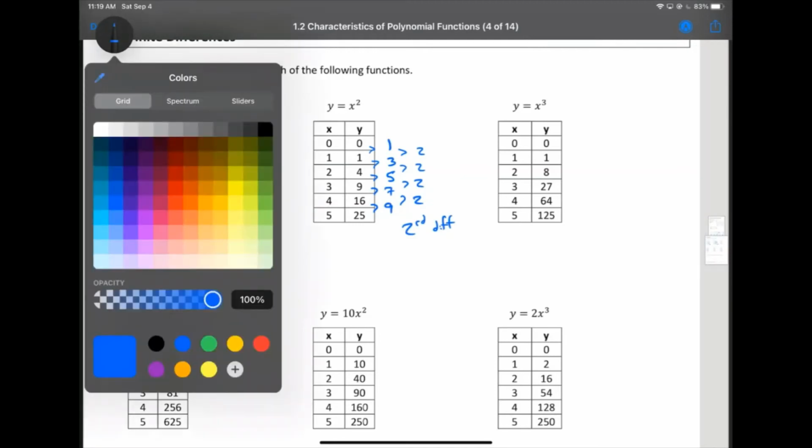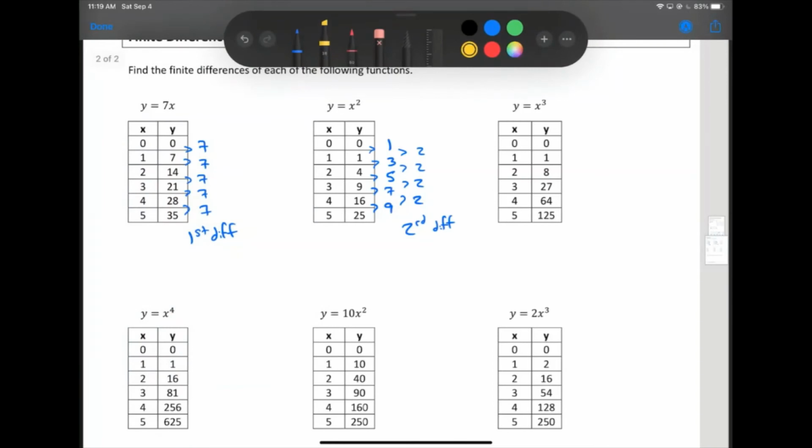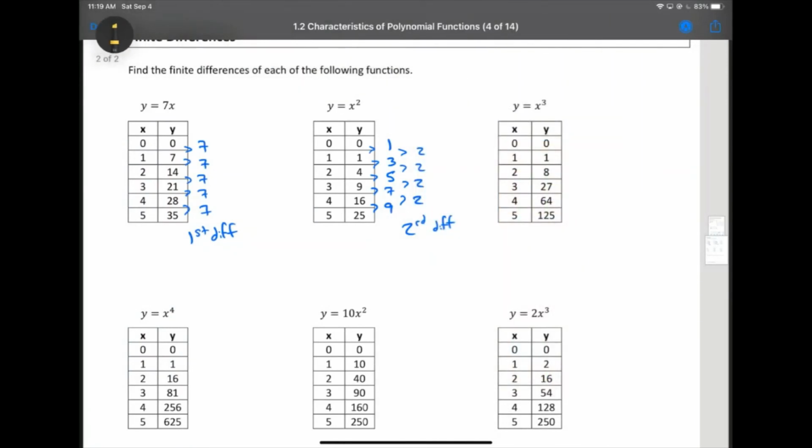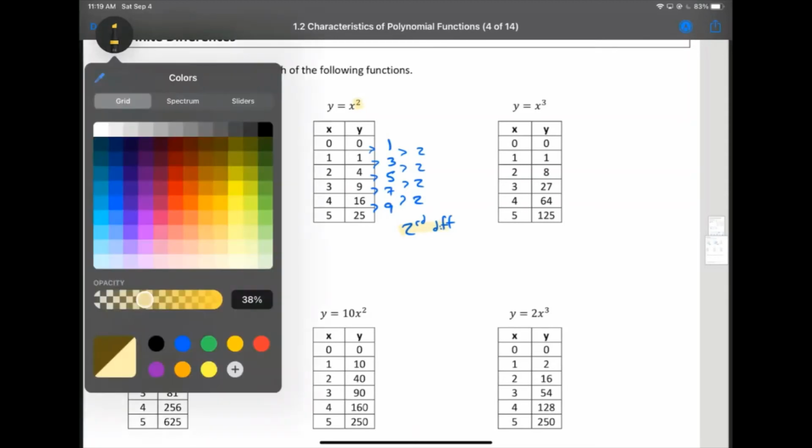Just going to point out here, once I actually change tools, if you notice, first difference, degree 1. Second difference, degree 2. Let's see if that stays consistent as we go on.